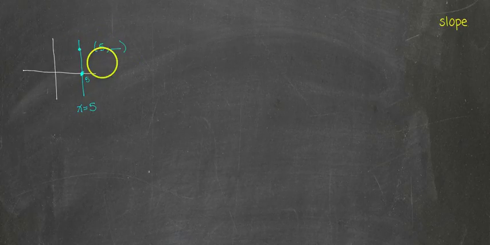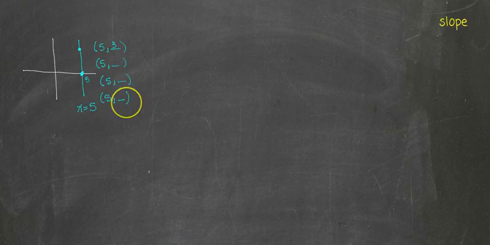If x equals 5, y equals 3, you would get, say, that point. x equals 5, y can be anything. No matter what y is, all the way down the length of the line, you are going to get 5 for x and whatever y is for y. So that's the equation of a vertical line.